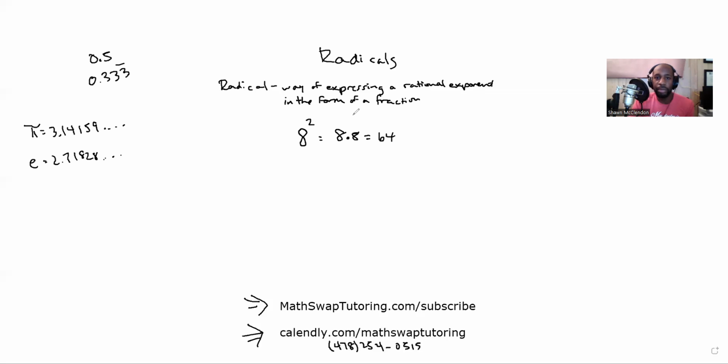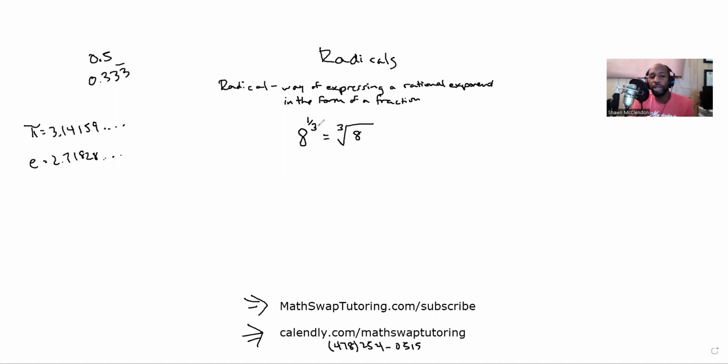Now, what if we had 8 to the 1/3? If you haven't seen this before, I know it looks weird to have a number to a power that's a fraction, but all this is a radical. Basically, this is a way of expressing this rational exponent that's in the form of a fraction. This basically translates to the following.